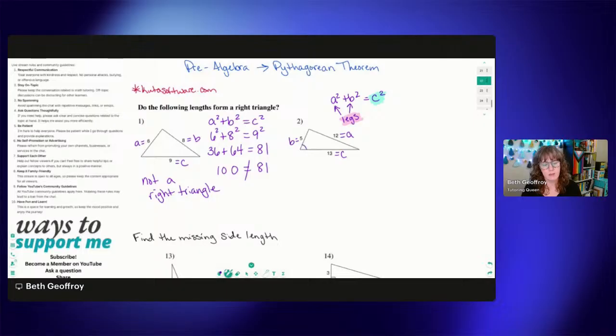I can tell that these angles are not going to be the right angles, and the longest side of the triangle is always going to be your hypotenuse, that C side. So that's how I know that 13 is C and not 5 or 12. So let's plug it in. We've got 12 squared plus 5 squared equals 13 squared. So 12 squared is 144. 5 squared is 25. 13 squared is 169.